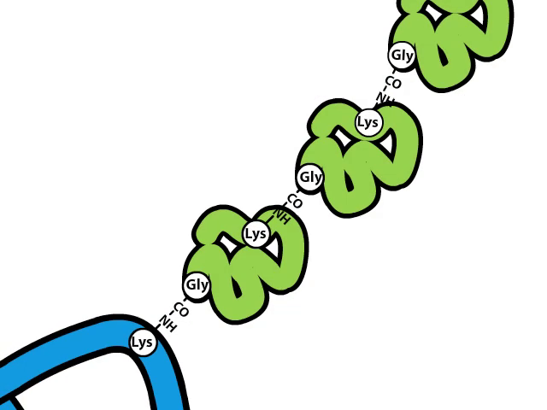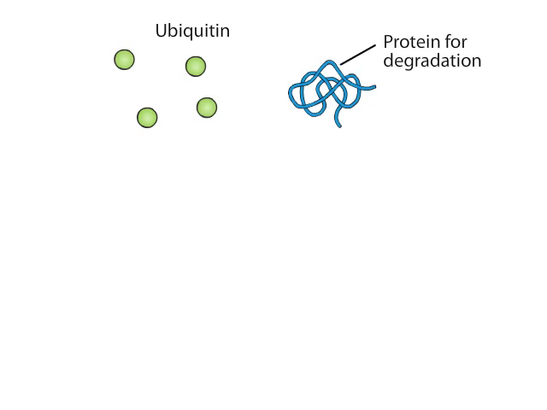A ubiquitin molecule is attached by its carboxy terminal amino acid, which is a glycine, to the amino group of a lysine in the protein of interest. In turn, this first ubiquitin molecule is attached by one of its lysines to the carboxy terminus of the next ubiquitin molecule. The ubiquitin proteasome pathway requires a number of players in addition to ubiquitin and the target proteins.